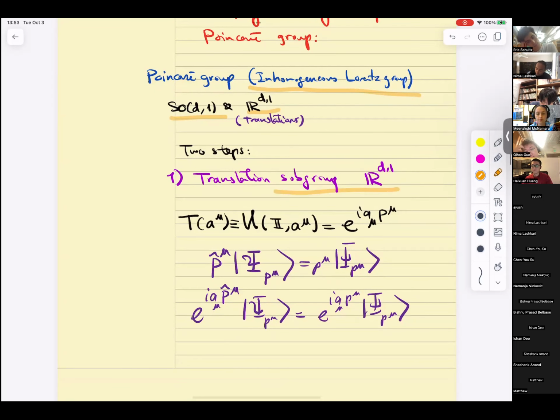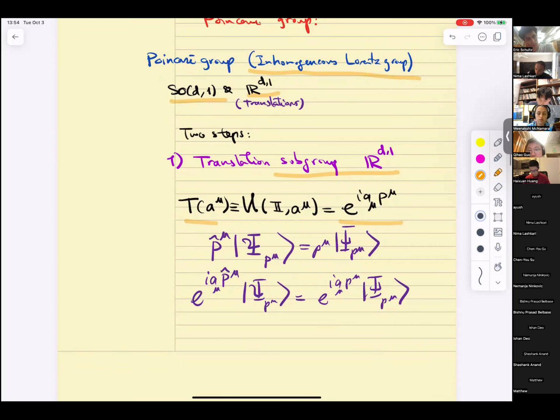So let's focus on step one, which is these translations. There's a translation subgroup. Hopefully the representation theory of that is pretty obvious. It's just e to the power of i a^mu P_mu. These are translations by a^mu. P_mu is a self-adjoint operator because you want a representation that is unitary, right? Okay. I'm not very consistent with my hats. It's implied what is an operator and what's not.